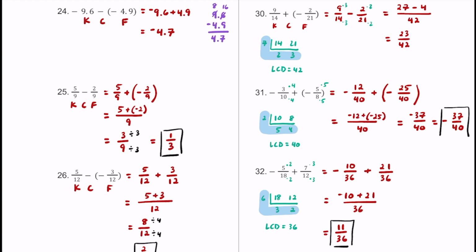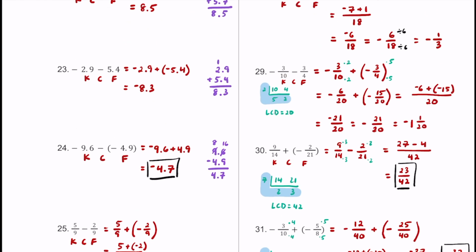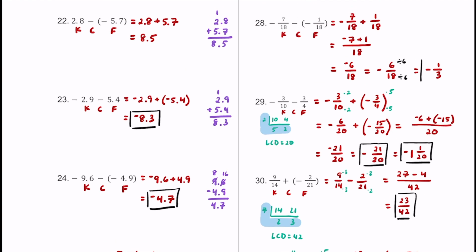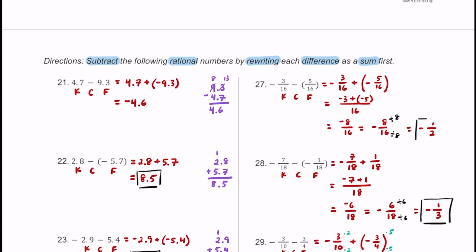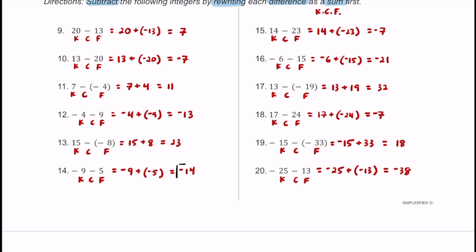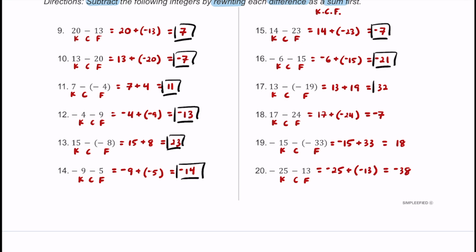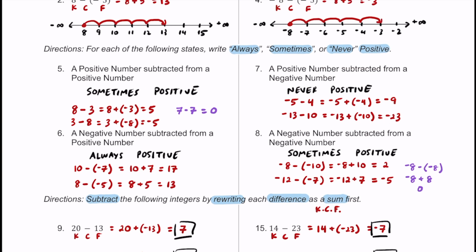Alrighty, so we have this negative 37 over 40, got this one, this one. What else do we got here? We had this negative 1 and 1/20th over here, but technically this improper fraction is also good. This would be negative 8.3. We had negative 1/3 here. We had positive 8.5. We had a negative 1/2. That was our simplified answer, negative 4.6. Let's see what else we had here. We have negative 14/23, negative 13/11, negative 7/7, negative 7, negative 21/32, negative 7/18, and negative 38. So hopefully that makes it a little bit more clear where all the answers are.